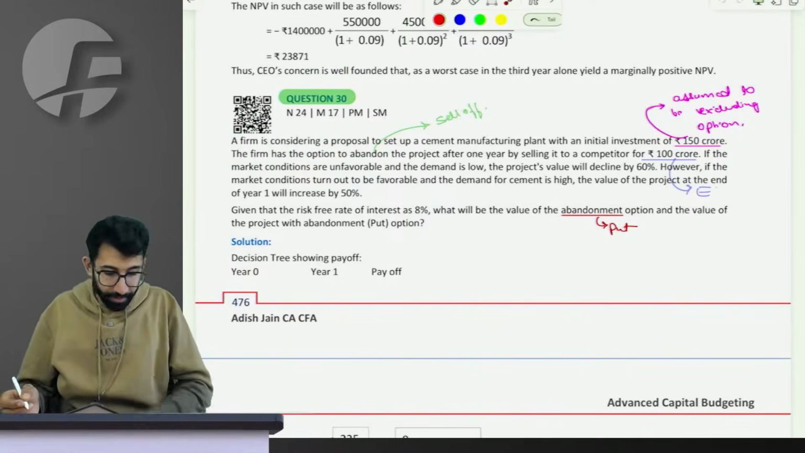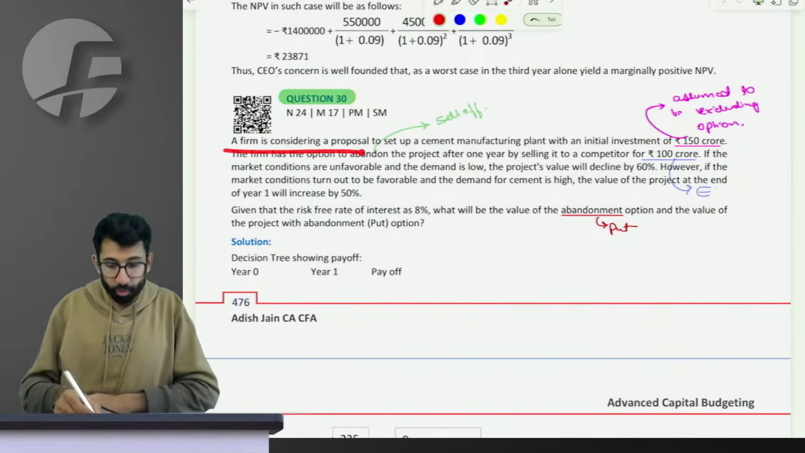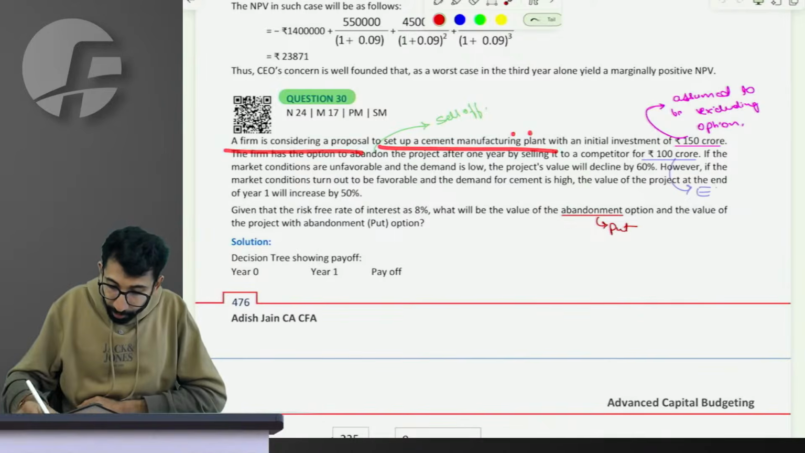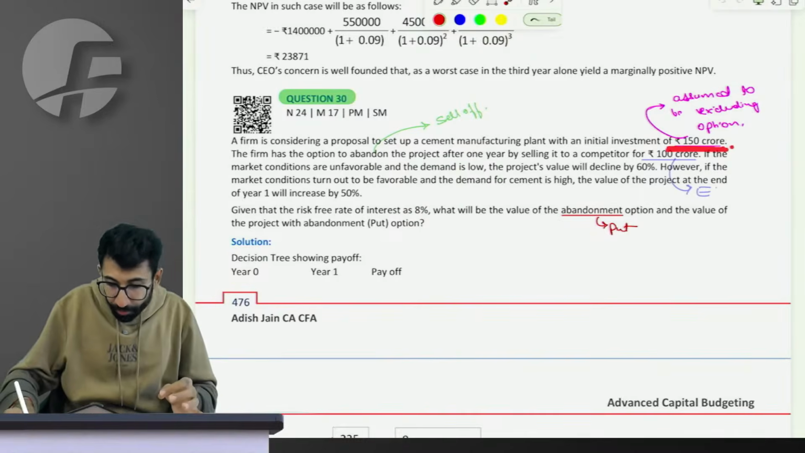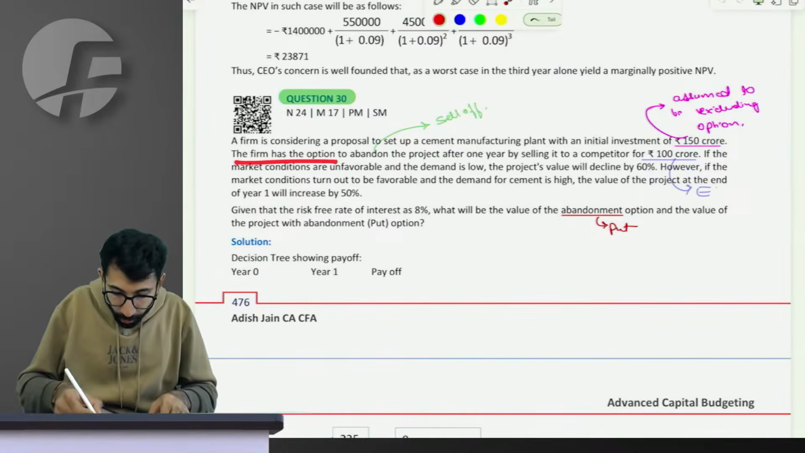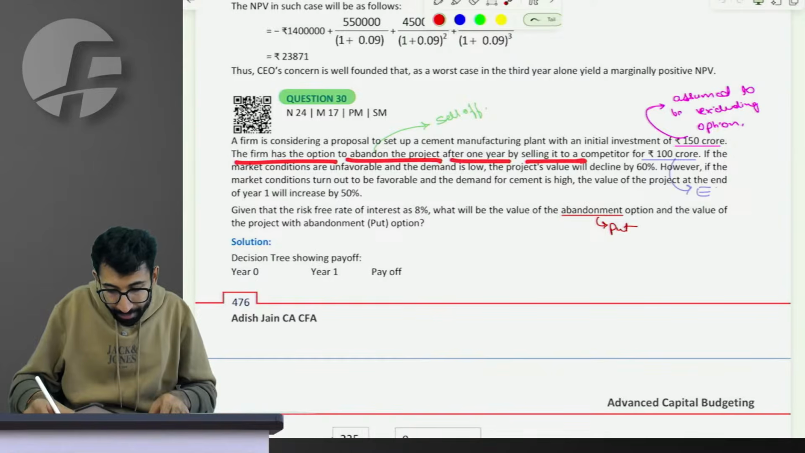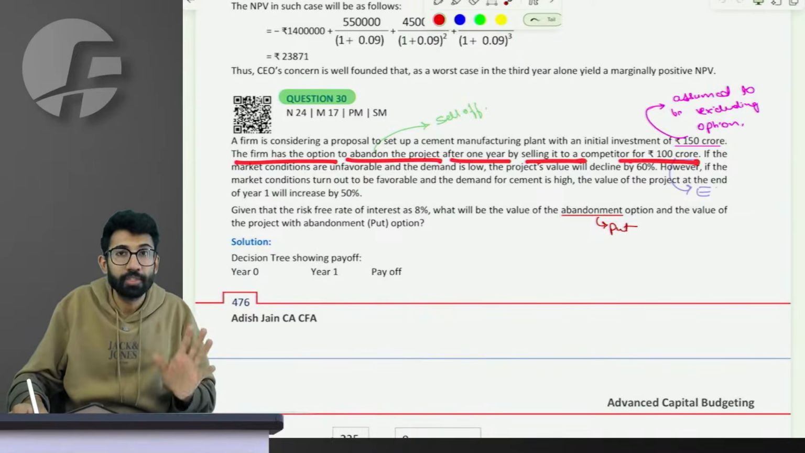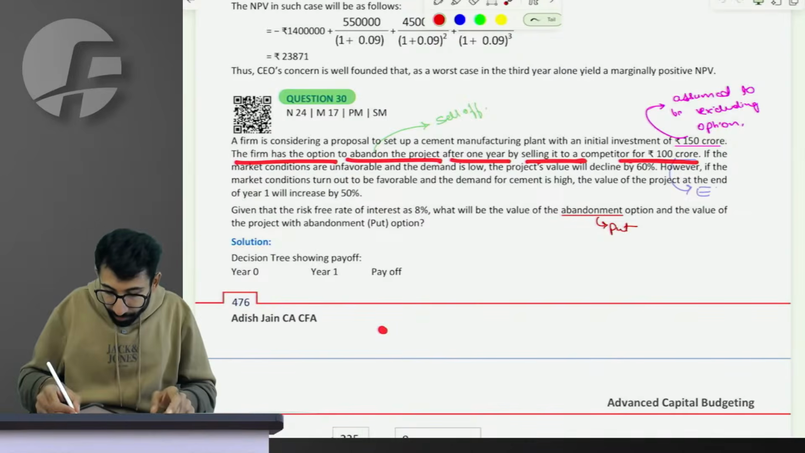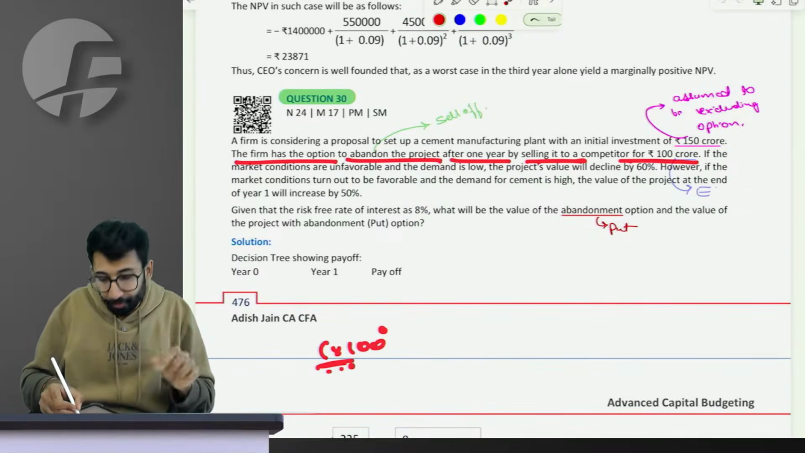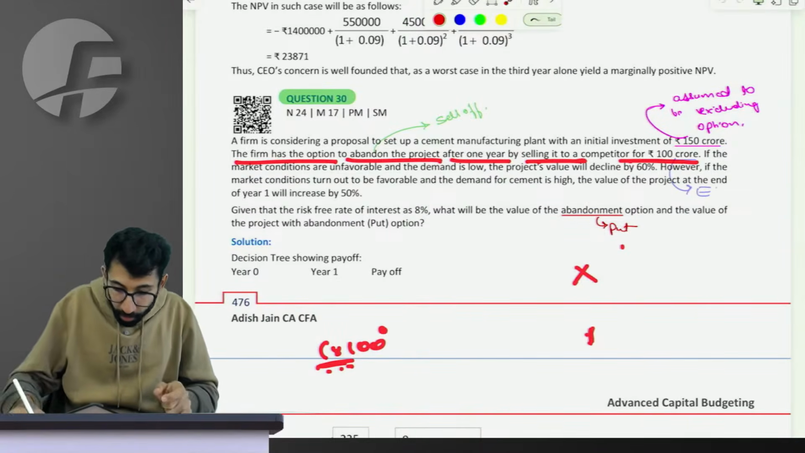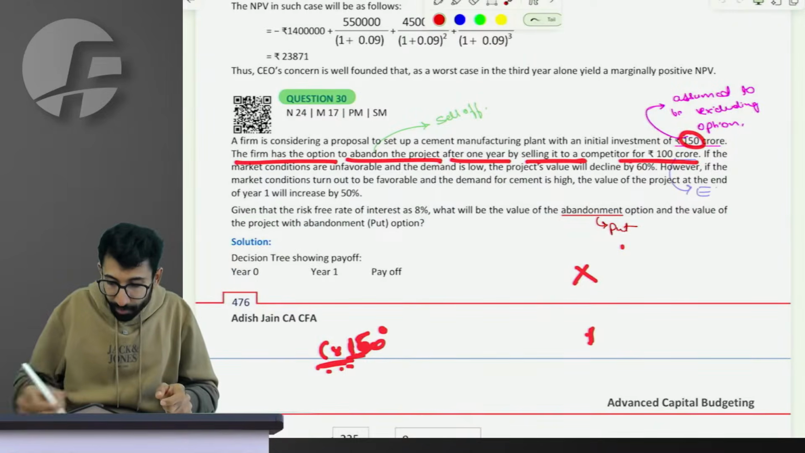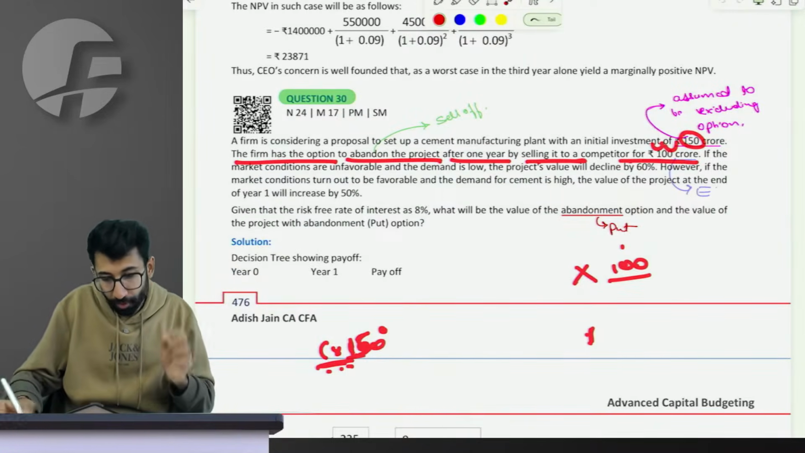What does it say? It says that a firm is considering a proposal to set up a cement manufacturing plant with an initial investment of 150 crores. Initially, how much will you have to invest? 150 crores. The firm has an option to abandon the project after 1 year by selling it to a competitor for 100 crores. Today at 0 point, you invest 150 crore in a project. If you want, you can sell that project to a competitor after a year for 100 crore.